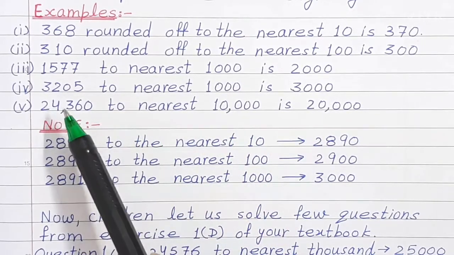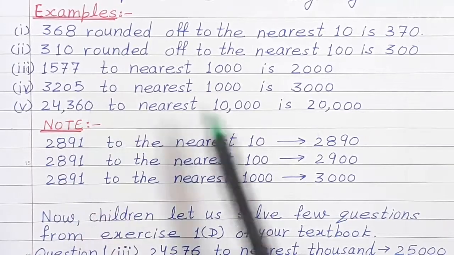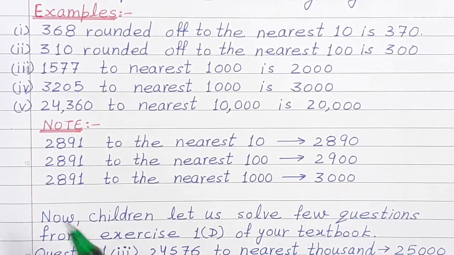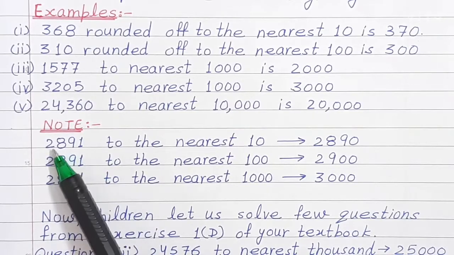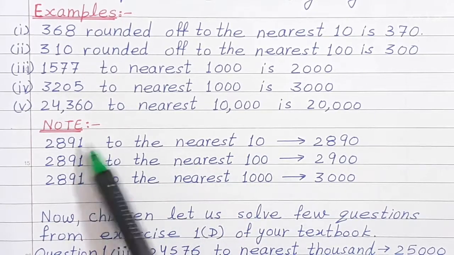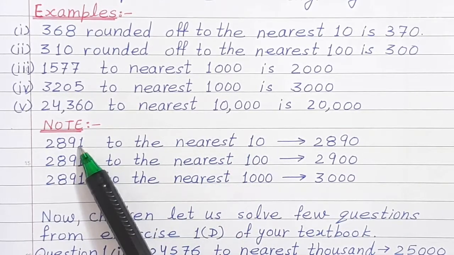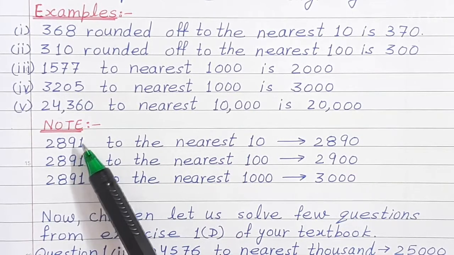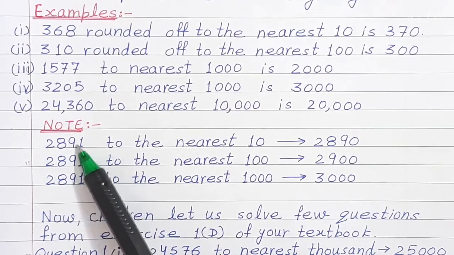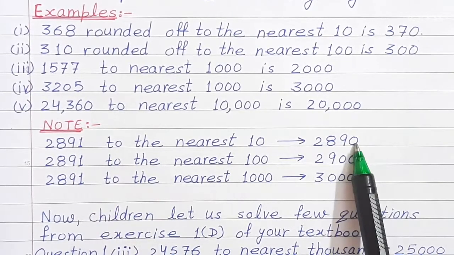Students, remember here, if the digit is 5 or more, then we have to increase the previous digit. And if it is less than 5, then we put zeros here. Right? Now, let us see one more example. 2891 to the nearest 10. Now, here nearest 10 means let's see what is there at the unit place, or you can say ones place. So, here it is 1. Now, 1 is less than 5. So, instead of 1 here we put 0. And the rest of the value is as it is. Clear?